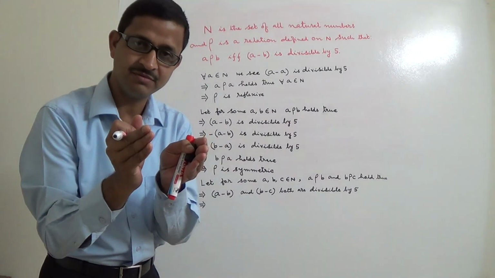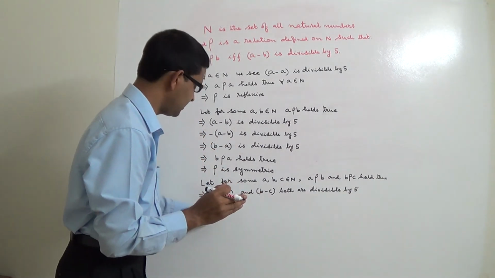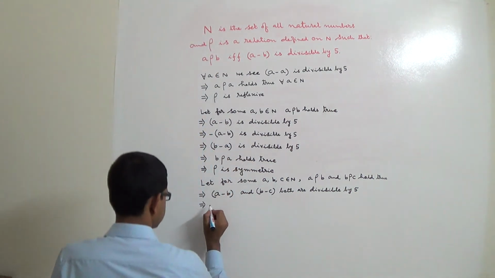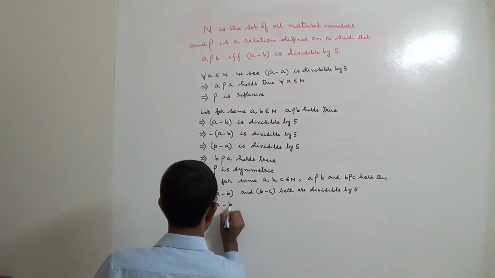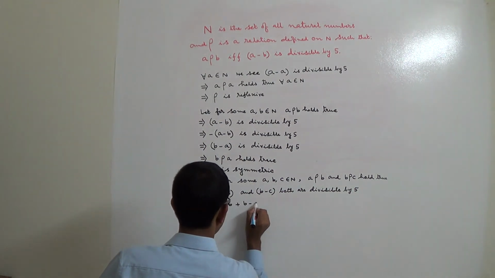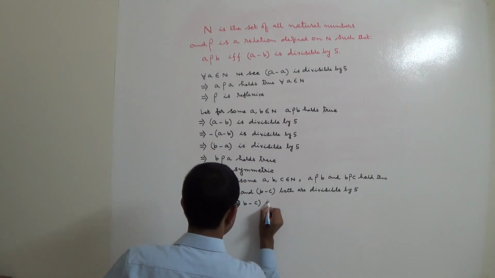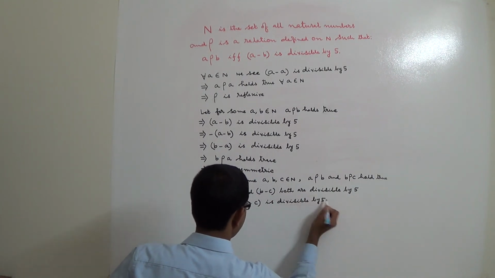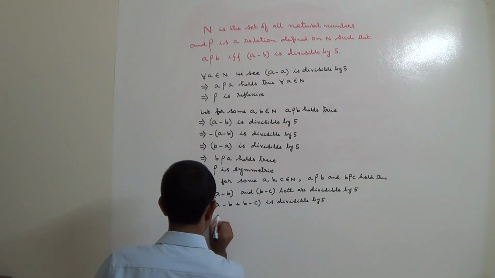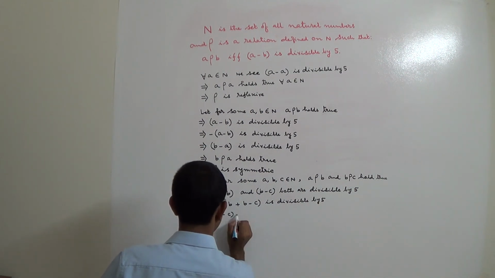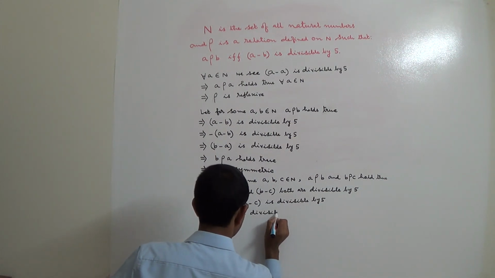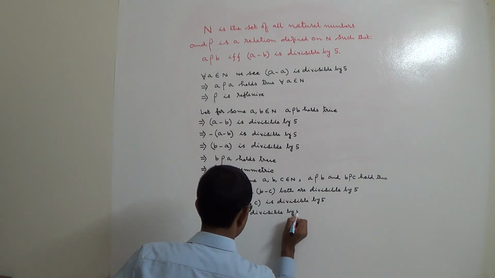This implies if two numbers A minus B and B minus C are divisible by 5, their addition is also divisible by 5. That means A minus B plus B minus C is also divisible by 5. That implies A minus C is divisible by 5.